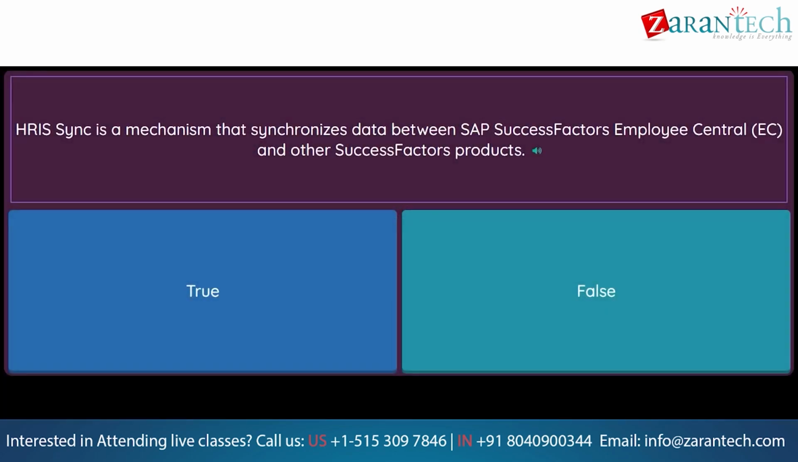Question: HRIS Sync is a mechanism that synchronizes data between SAP SuccessFactors Employee Central, EC, and other SuccessFactors products. Option 1 true. Option 2 false.